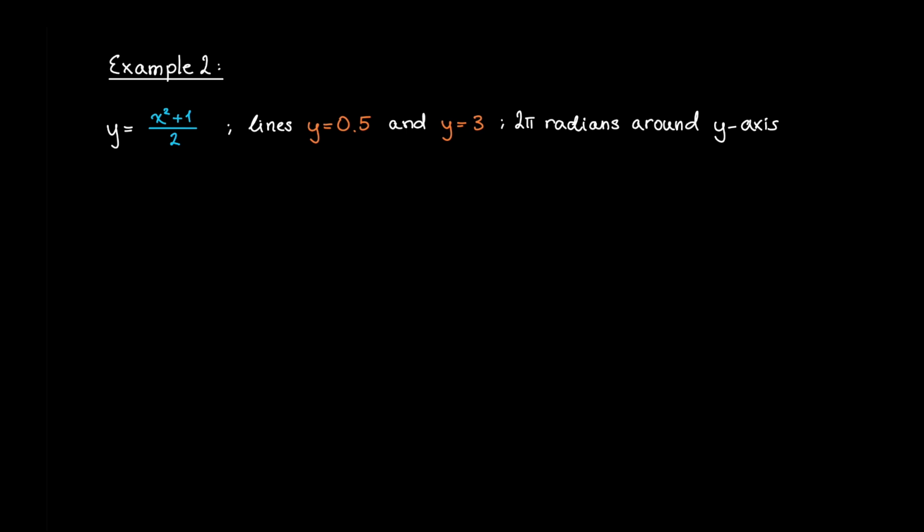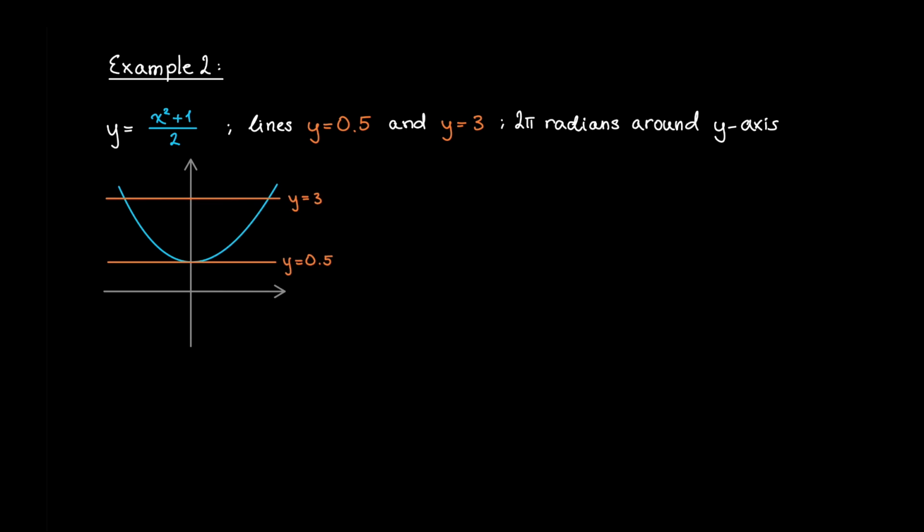For the next example, we have a function y equals x squared plus 1 over 2. It is bounded by the lines y equals 0.5 and y equals 3. And now this function bounded by these two values is rotated around the y-axis by 2 pi radians or 360 degrees. So let's first visualize this on a graph.